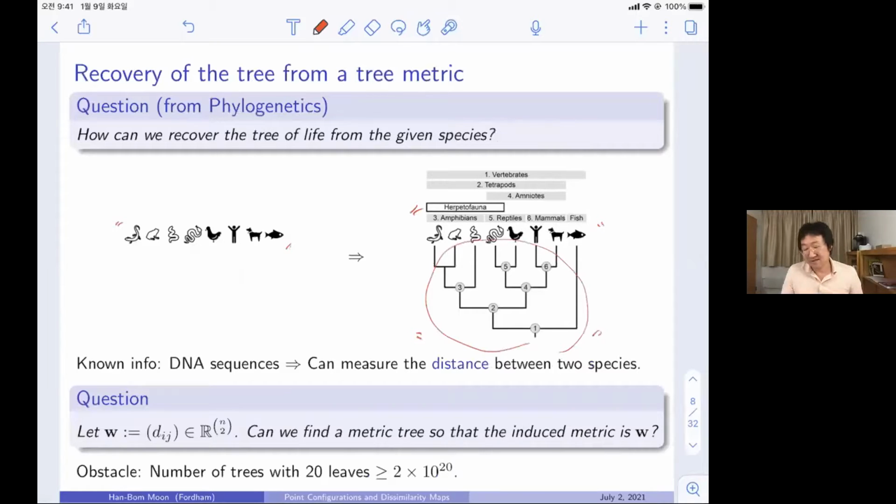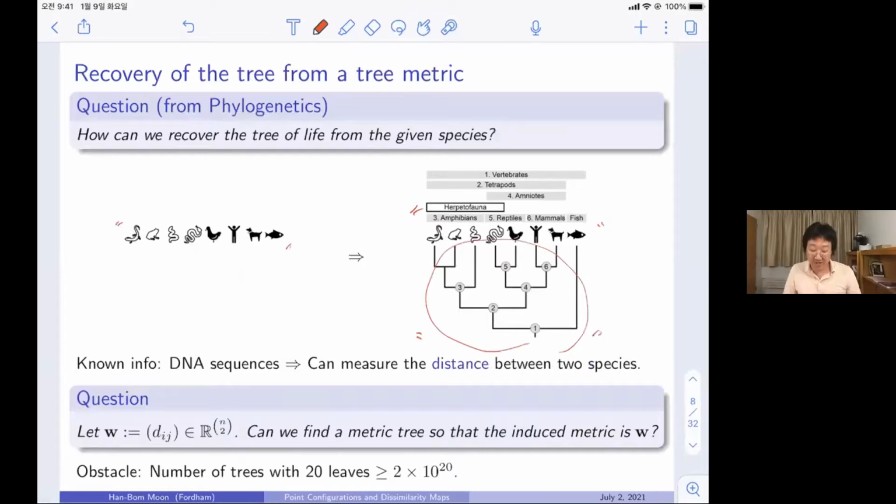In the early 20th century, the only way people could do this job was by comparing similarity in appearance or behavior resemblance. But now we know that genetic information is encoded in DNA sequences. So we can replace each species by a finite length vector or some numerical data. Then we can measure the distance between two species by measuring the distance between two vectors.